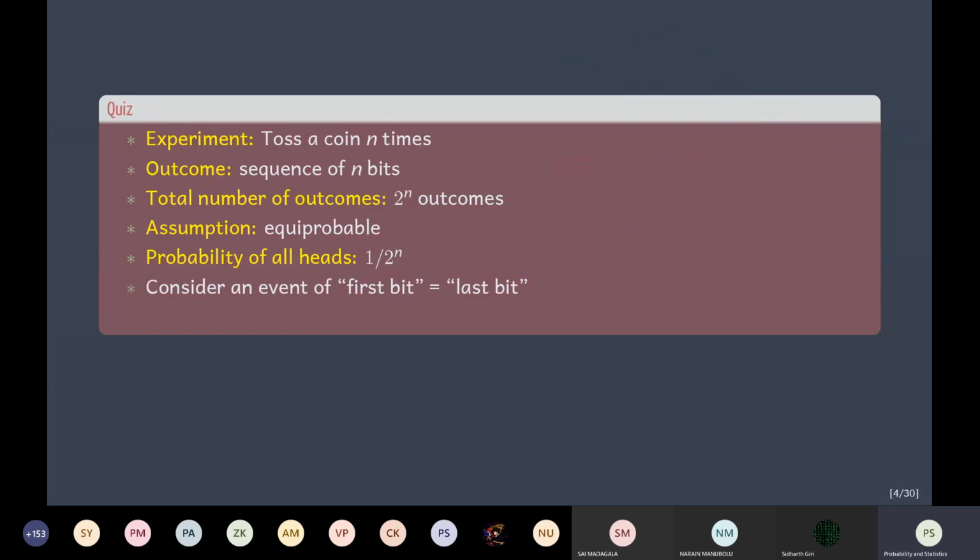Now we define some other event, let us say, so this is just an example. Consider an event where the first bit is equal to the last bit.